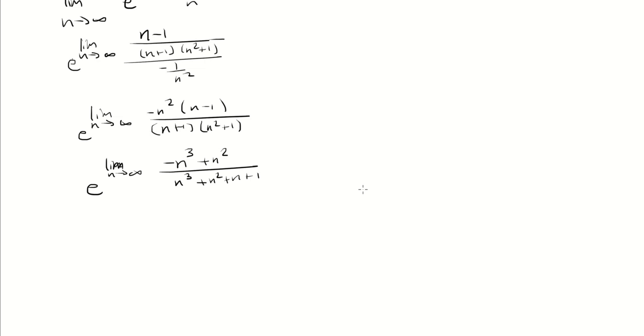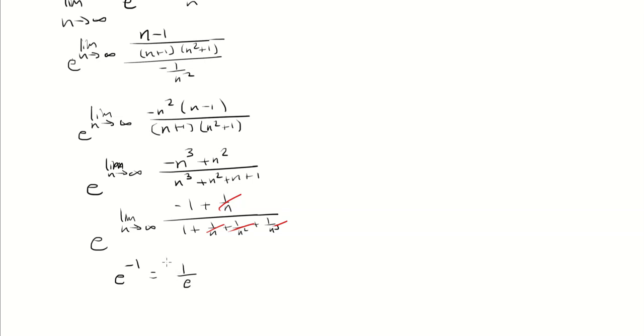I'm going to divide everything by n cubed. So that's negative 1 plus 1 over n, over 1 plus 1 over n plus 1 over n squared plus 1 over n cubed. As n approaches infinity, these will go to 0, and we're just left with e to the negative 1 power, or 1 over e, and that's going to be our limit.